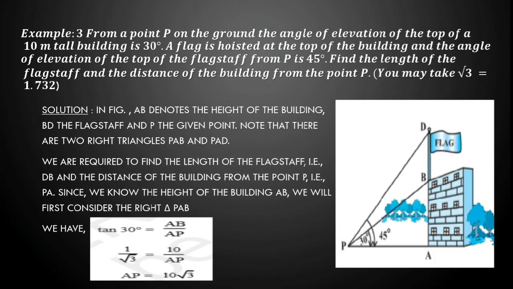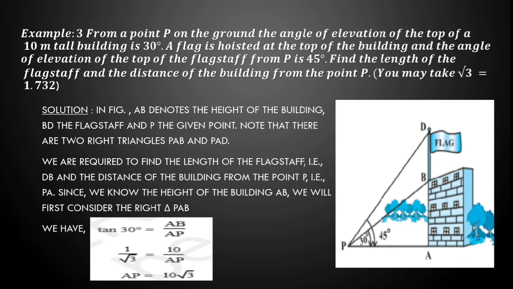Next example: from a point P on the ground, the angle of elevation of the top of a 10 meter tall building is 30 degree. A flag is hoisted at the top of the building and the angle of elevation of the top of the flag staff from the point P is 45 degree. Find the length of the flag staff and the distance of the building from the point P.